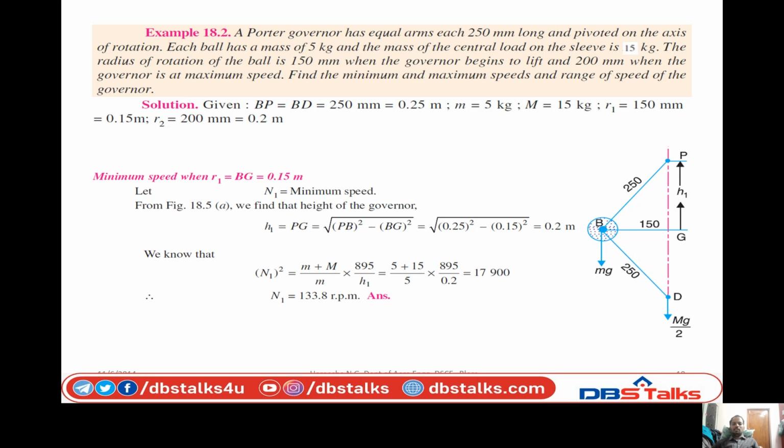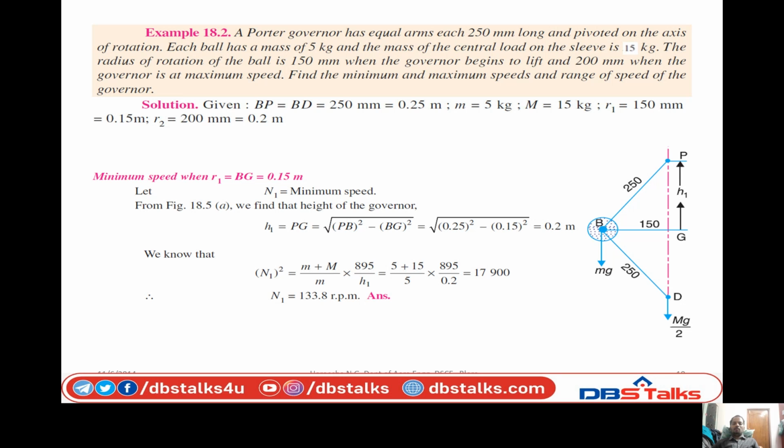So here, what is the condition? It has been given: Porter governor has equal arms, each 250 mm long and pivoted on the axis of rotation. Each ball has a mass of 5 kg. In the question itself, it has been given that the arms are equal. Arms means both the links and arms.